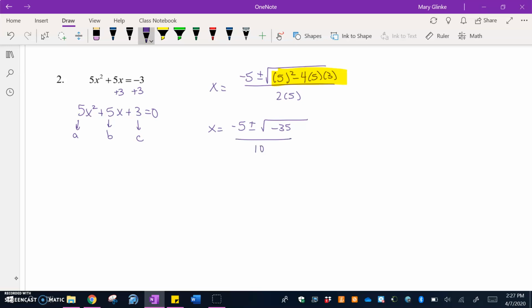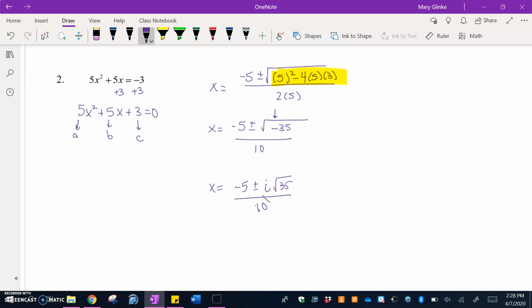Now here's where normally you would say, hey, there's no real solution. And that's true, there's no real solution. But with stuff that we've learned from this unit, we can say, I know the square root of a negative. That negative here is going to come out as an i. And then I'm going to take 35 and see if I can break it down. 35 is 7 times 5, so I can't break it down anymore because there's no number pair, so it's just going to remain root 35.